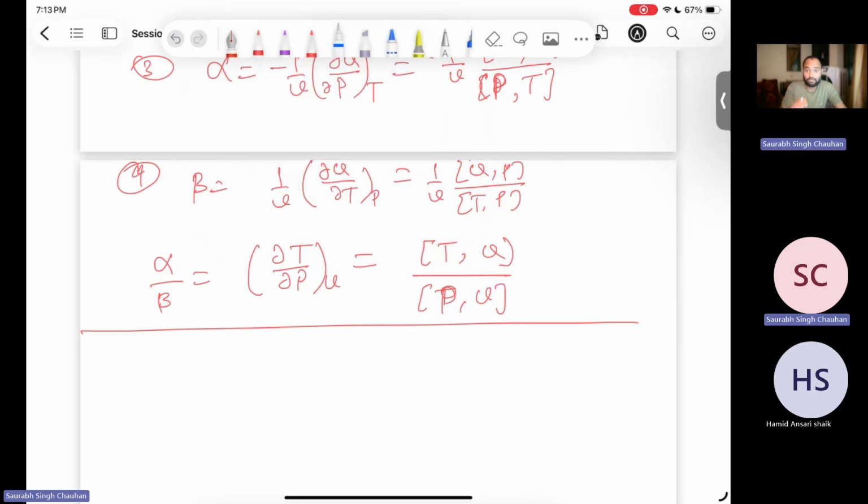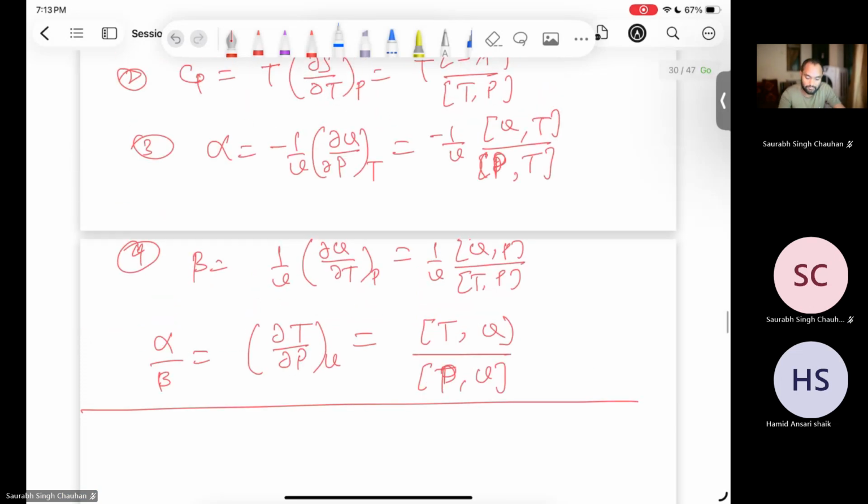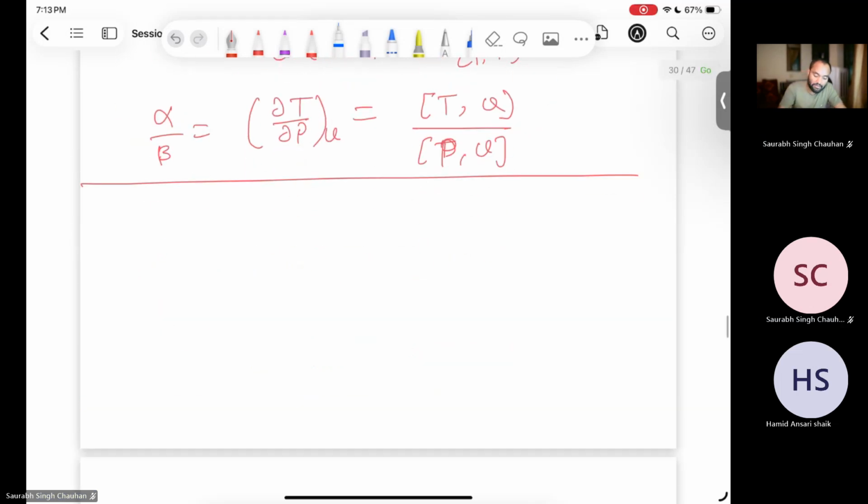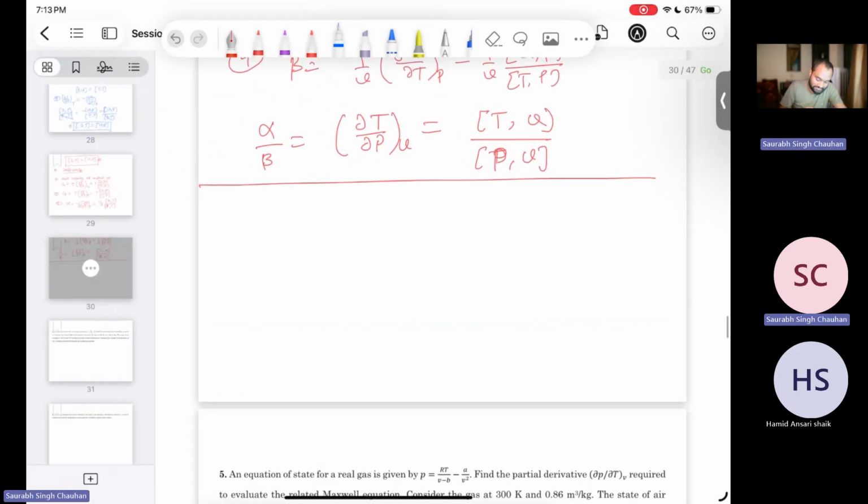Sir, will there be a negative sign for alpha by beta? Minus 1 by V, 1 by V. In alpha there was a negative sign, in beta there was no negative sign, because if you increase the temperature, volume will increase. But if you increase the pressure, then volume will decrease. To compensate that, whether it is increasing or decreasing, for that purpose we have this negative sign. If you increase the pressure, how much will be the increase in volume? But it is decreasing, so you put a negative sign. Okay.